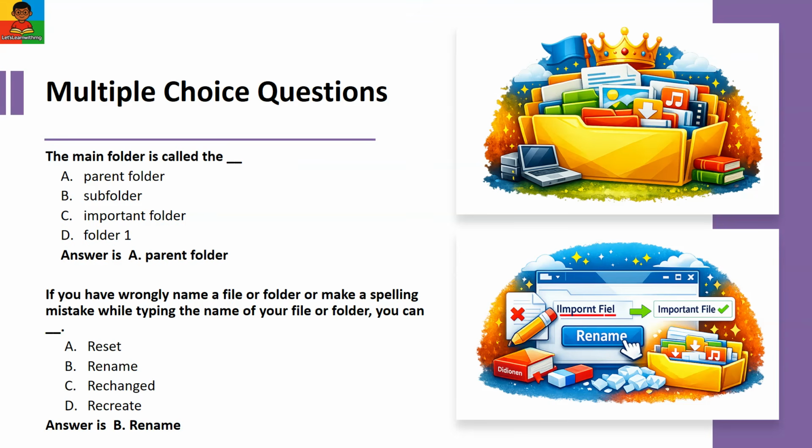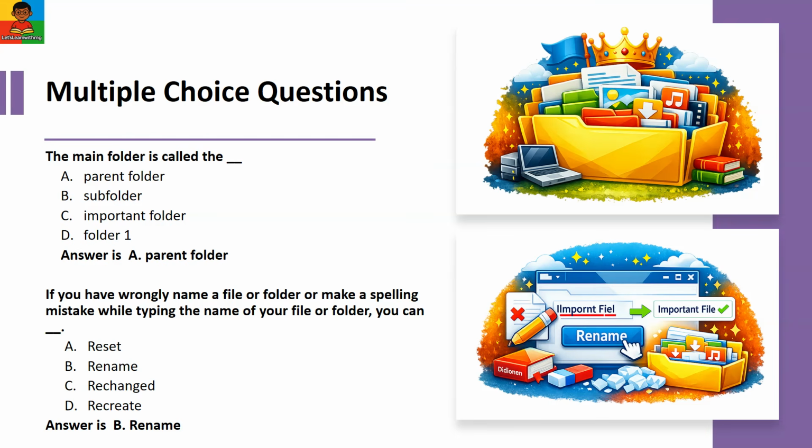Next questions. Question 3. The main folder is called the blank. Your options: A. Parent folder, B. Subfolder, C. Important folder, D. Folder 1. The correct answer is A.